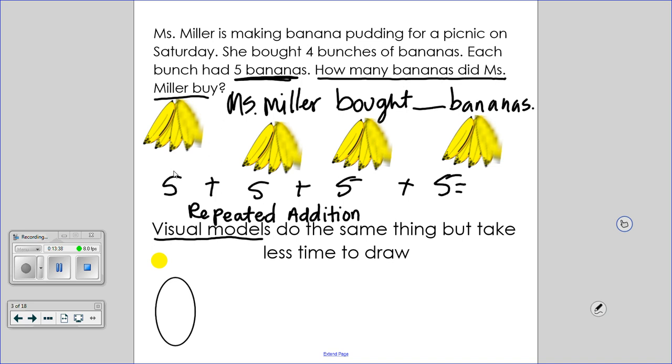Okay? How many bunches or how many groups of bananas did I have? 4. So I'm going to draw 4 big ovals. Those are going to represent my bunches. Go ahead and draw 4 big ovals in your notebook. This is the visual model version of your bunches.